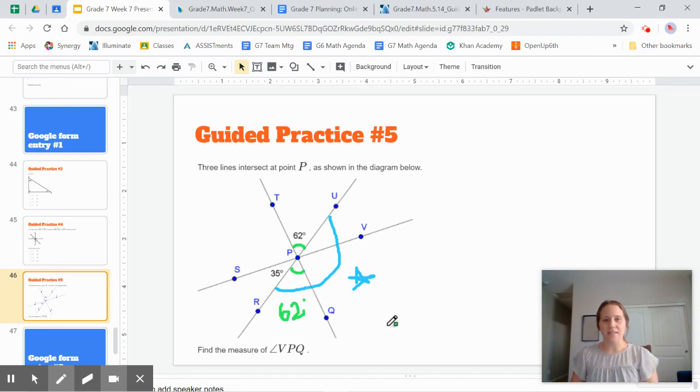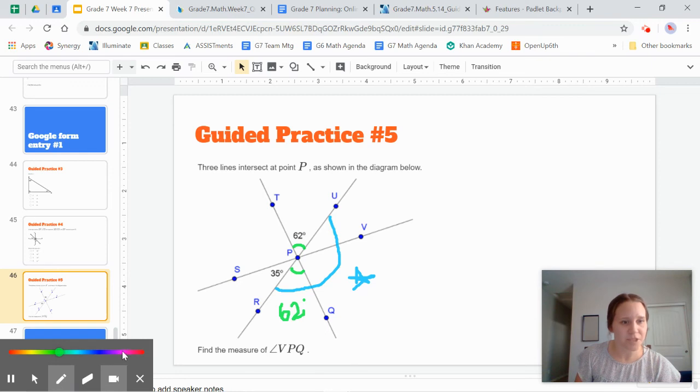All right, even though I'm not solved yet, I know this is helping me because I'm looking for this angle, and I know that this angle and this one are what kind of relationship? They're supplementary. So I'm on my way to figuring it out. Now I'm going to try to find this one. Let me switch colors again.